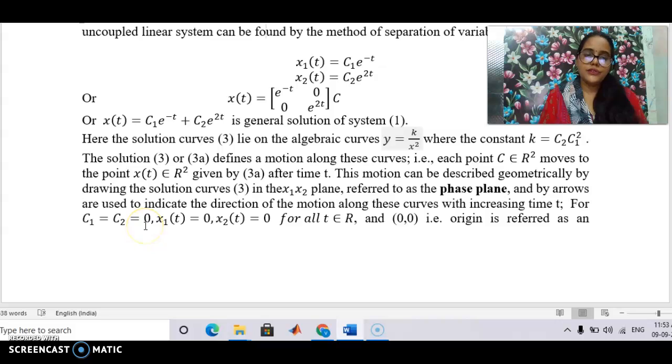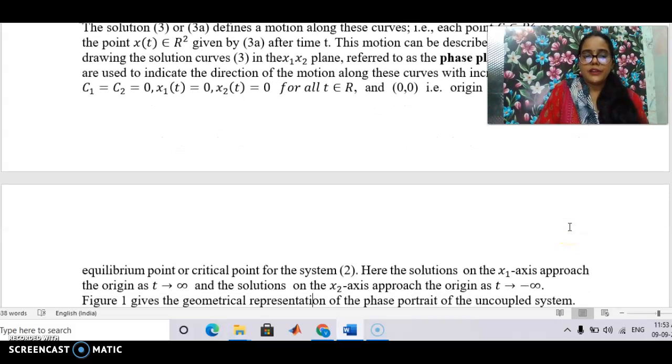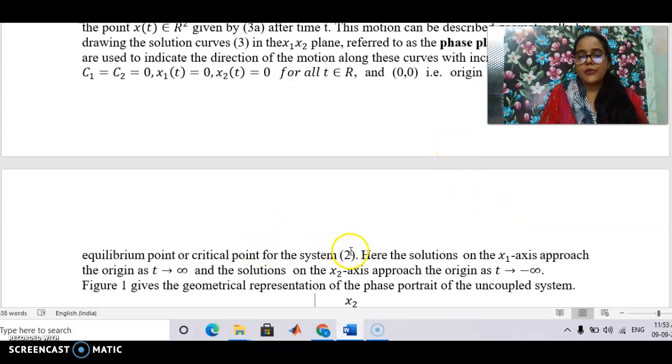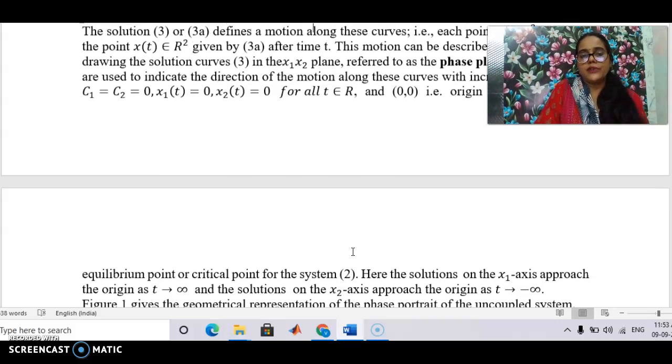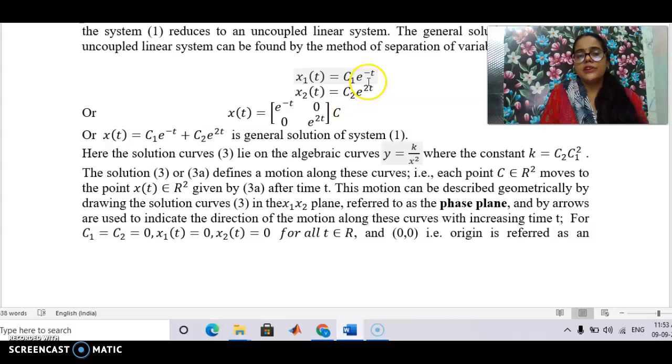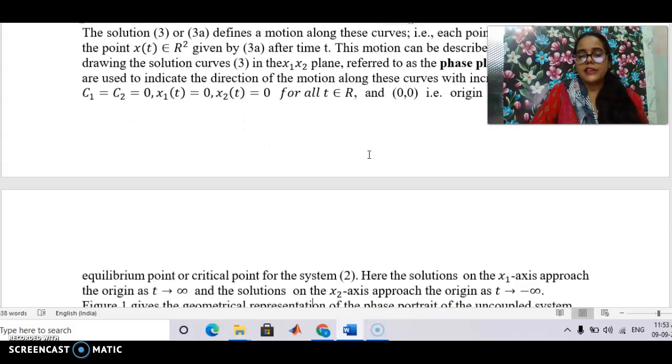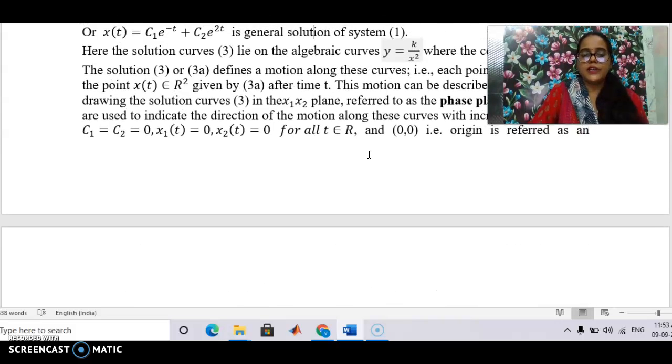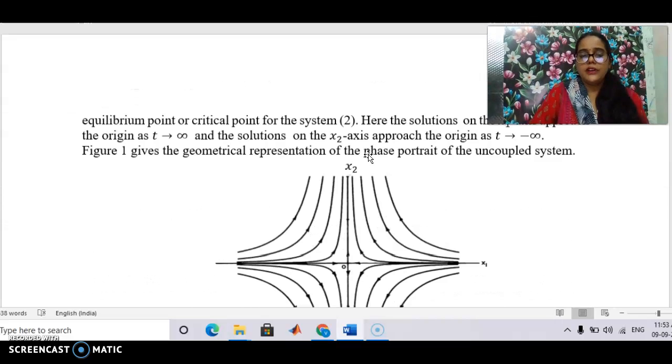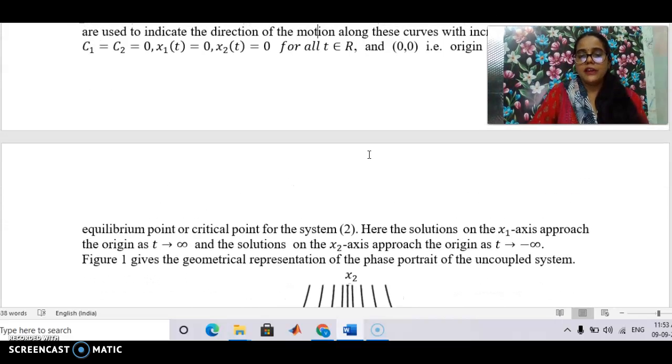For c1 c2 equals to 0, x1 and x2 both are 0 for all t, thus 0 0 is referred as our critical point, equilibrium point or critical point of the system. Now origin is our critical point. When you put x1 x2 equals to 0, c1 c2 0, at t equals to 0, so x1 is 0, x2 is 0. Then what you have? There is a critical point which is origin. 0 0 is our critical point. Now we draw the figure and we find what is the nature of 0 0. Here the solution on the x1 axis.